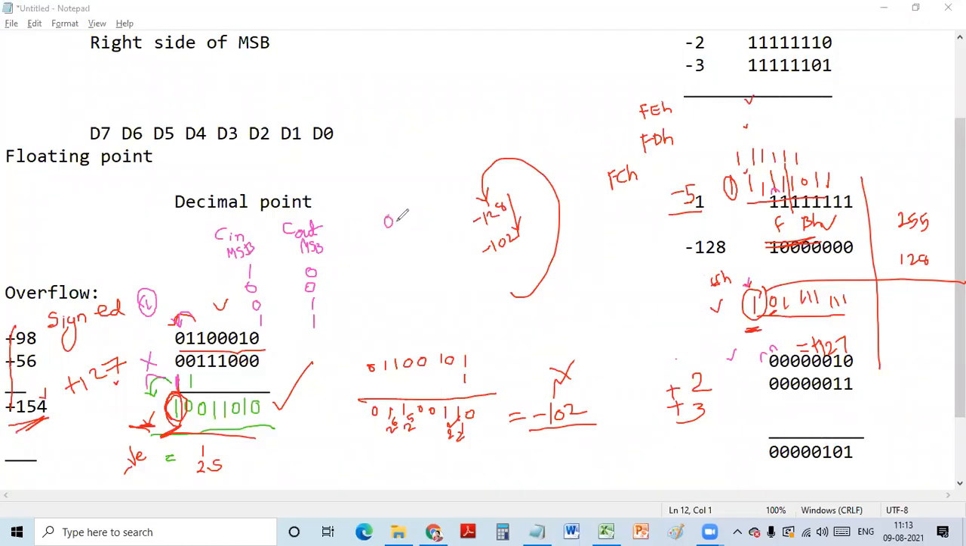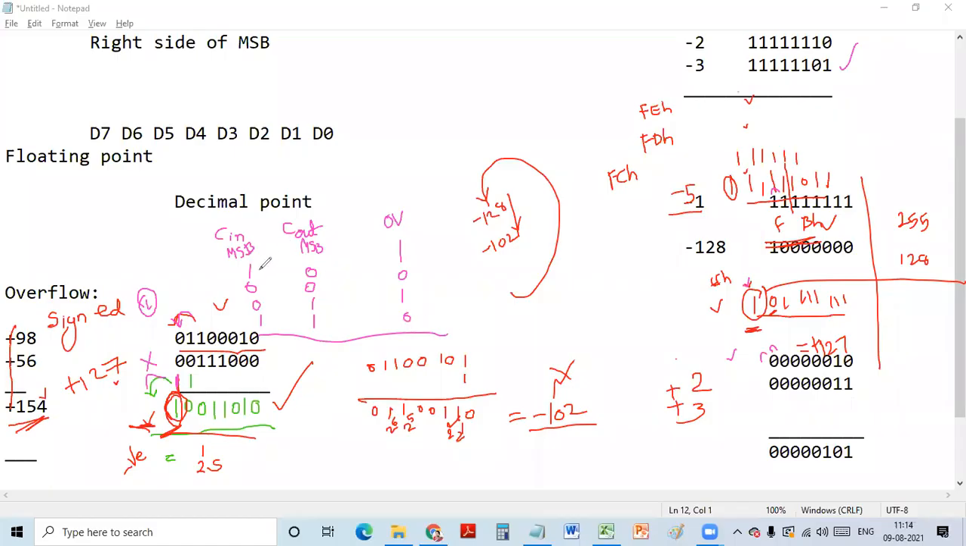So in which case did we get overflow by observation? By observation, here we got overflow. Overflow is 1. And here +2 and +3, this is my second case. There is no overflow. And this is my third case, -1 and -128. There is also overflow. And this is my fourth case, -2 and -3. There is no overflow. Okay. So can you justify when the overflow occurred by observing the table?